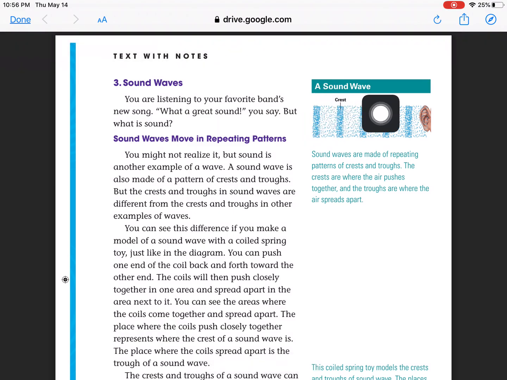So this first one is of a sound wave, and you can see the crests are the dark, thin pieces of the image, and the troughs are these wider, more mixed white and blue pieces. It says sound waves are made of repeating patterns of crests and troughs. The crests are where the air pushes together, and the troughs are where the air spreads out. So that's why in the crest sections, the little dots are closer together because the air is pushed together, and in the troughs, they're spread out because that's where the air spreads out.